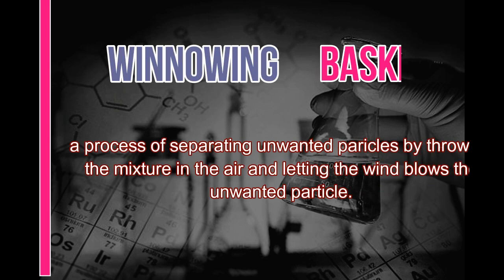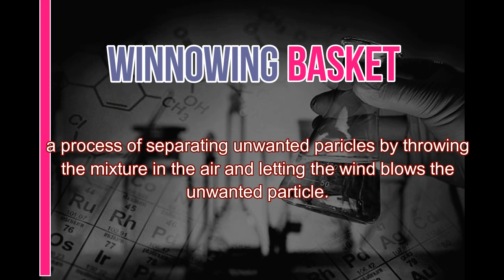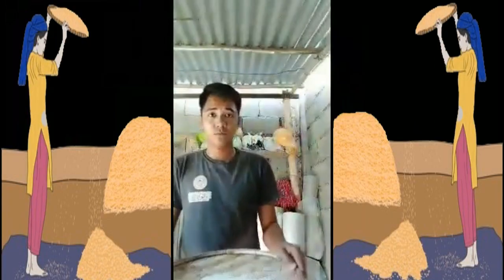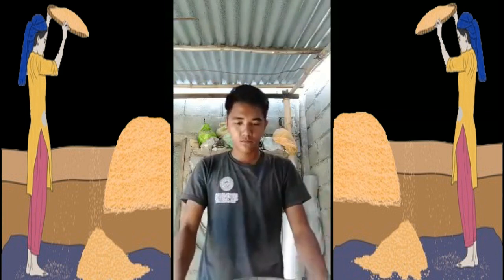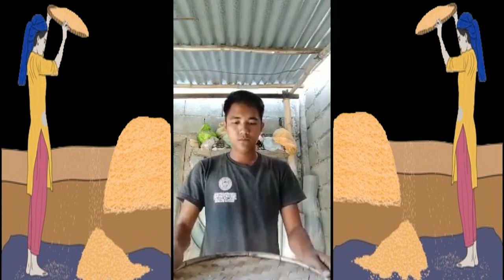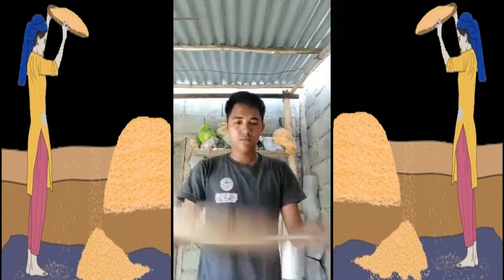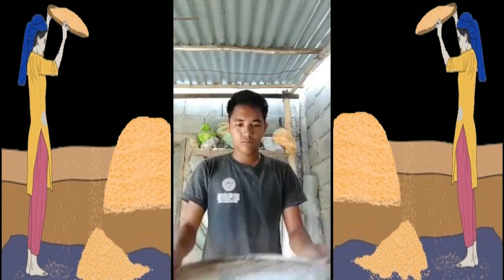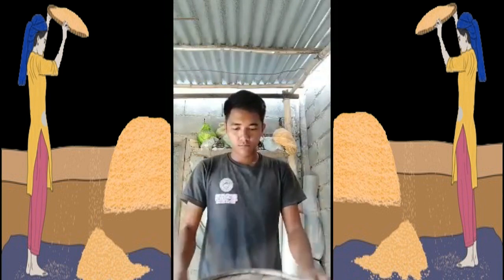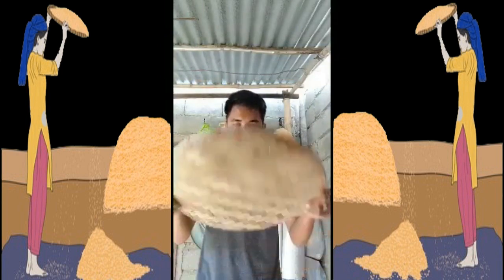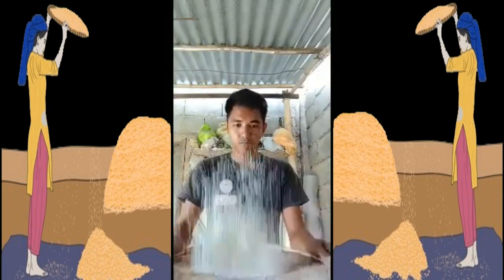Winnowing, a process of separating unwanted particles by throwing the mixture in the air and letting the wind blow the unwanted particles away. Our farmers use this method to remove the chaff and dust particles and get only the rice that stays on the winnowing basket. You can also use this method with other similar mixtures.